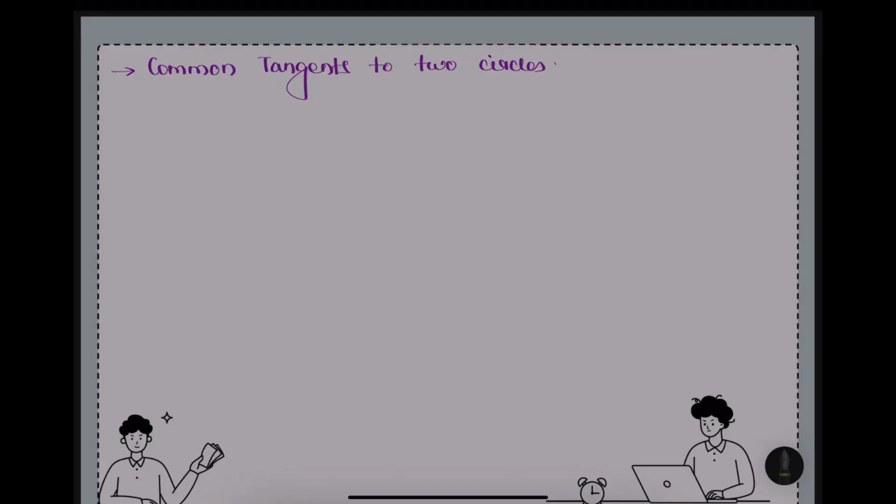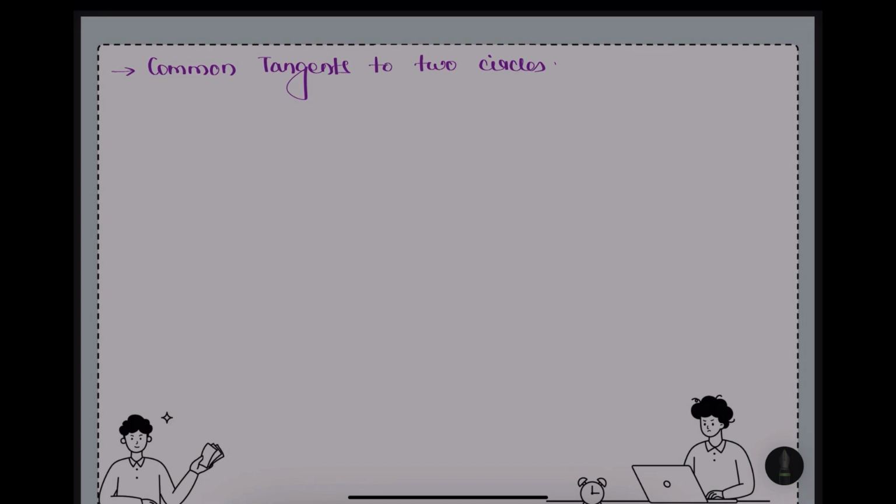So try to understand this topic: common tangents to two circles. When we talk about common tangents, it can be the count of common tangents, and sometimes we have to find the equation of a common tangent between two circles, or a parabola and circle, circle and ellipse, circle and hyperbola. We will also have other combinations as well. In this part, we will figure out how many common tangents we can have while dealing with two circles.